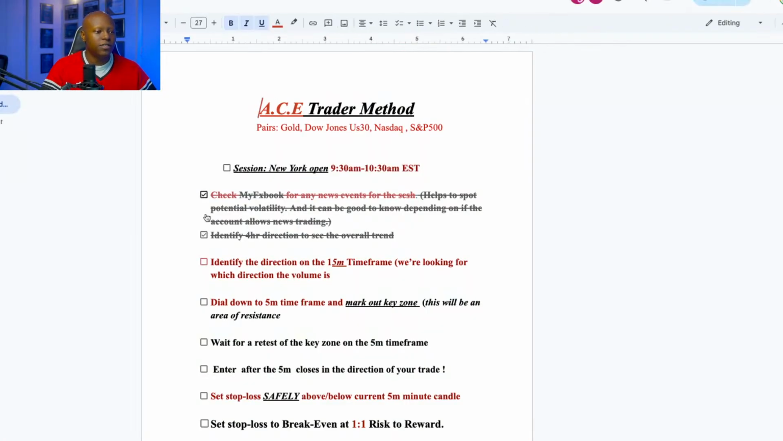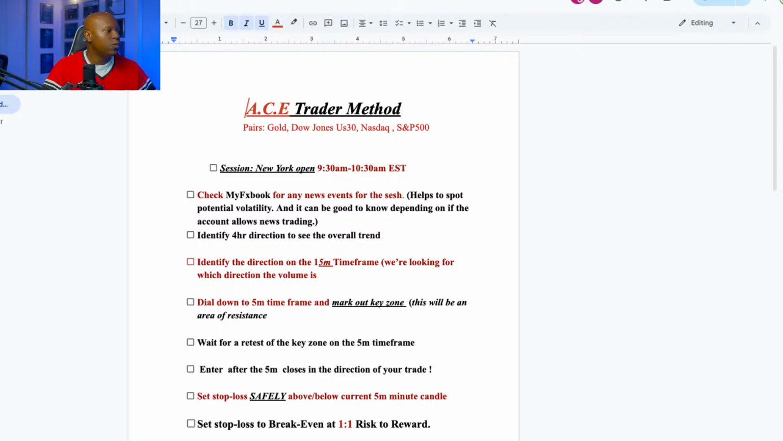Just this specific system. So the first thing we want to do is make sure that we're trading our 9:30 a.m. to 10:30 a.m. Eastern Standard Time. That's typically when we see the most consistent volume on our assets, and the assets that we trade are gold, the Dow Jones US 30, the NASDAQ, and the S&P 500. Those are the four assets that I typically trade, and I want to trade into this session.